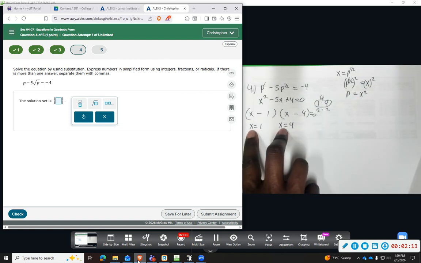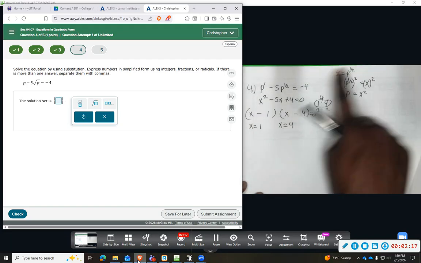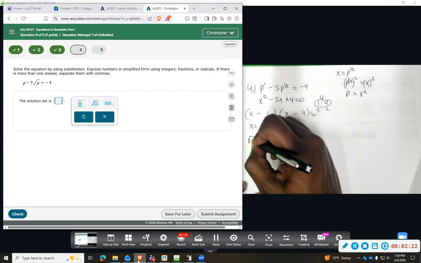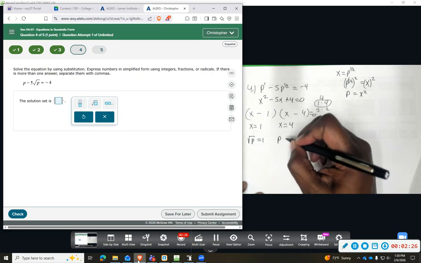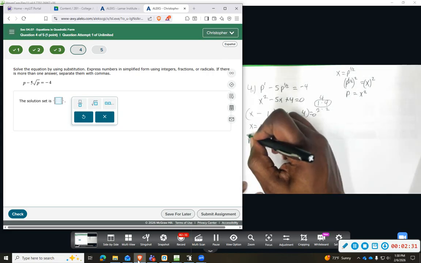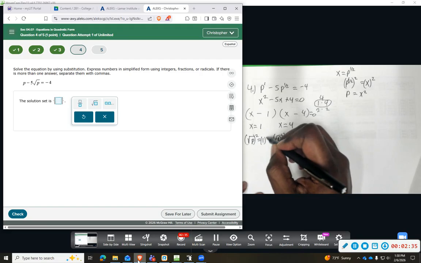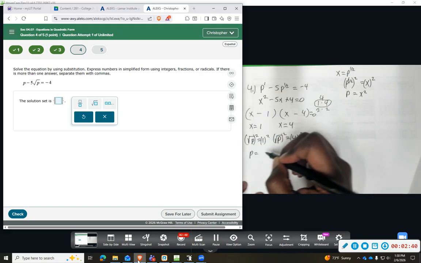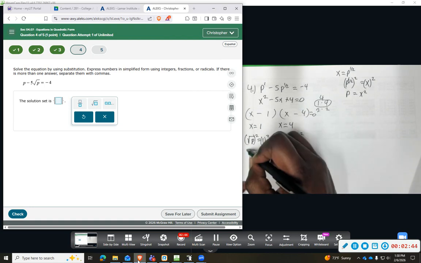However, you got to go back and replace the x with what we started with, which was p to the 1/2 or the square root of p. So I'm going to write it as square root of p. And to get p by itself, same thing, we're going to raise it to the 2nd power. You got to do that to both sides. It gives us p equals 1 and p equals 16.